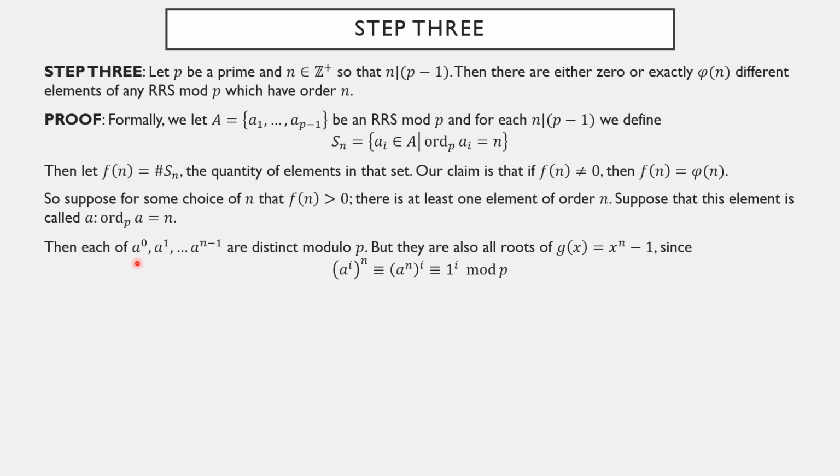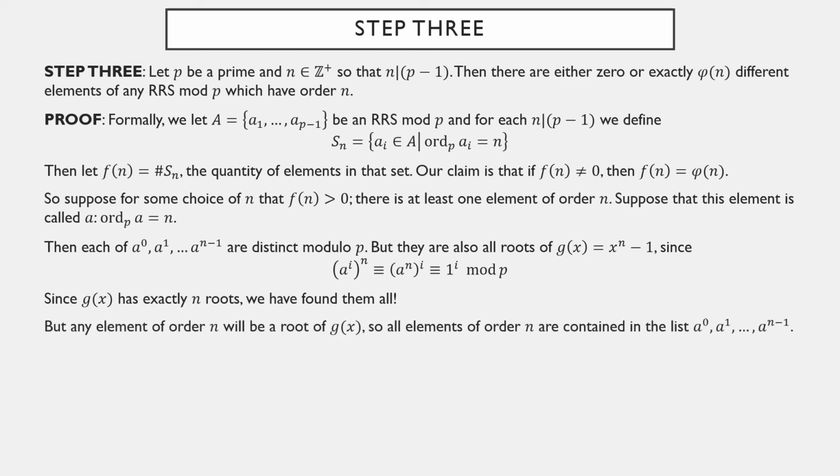So these are all distinct things that are roots of this polynomial. But g of x is x to the n minus 1, where n was a factor of p minus 1. Step 2-c said this polynomial will therefore have exactly n roots. Hey, we found all of them. So the list of powers of a, from a to the 0 up to 1 shy of its order, exactly lists out the roots of this polynomial.